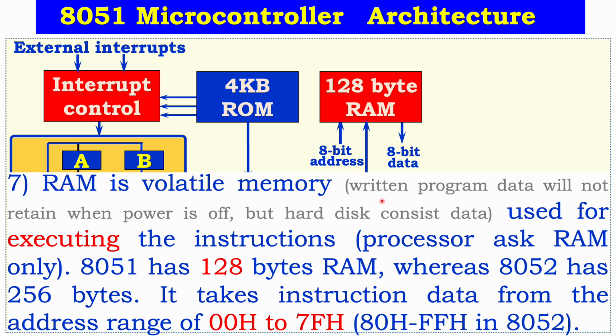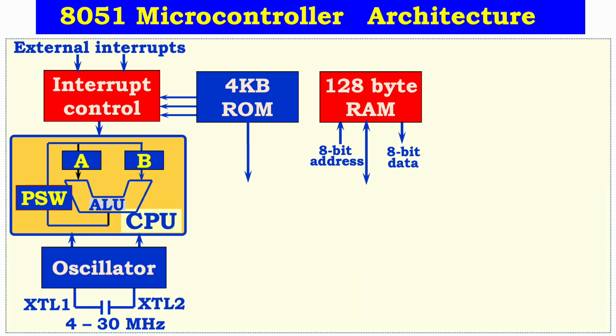We know that in RAM, whatever program is written will be deleted when the power is off. When the microcontroller's power is off, the memory deletes all the written program data, so it is called a volatile memory. So the RAM is a volatile memory, like what we discussed in the 8086 microcomputer. So this is about the component called RAM.